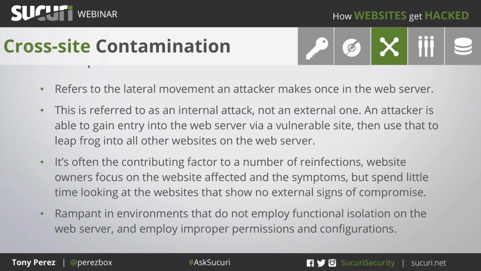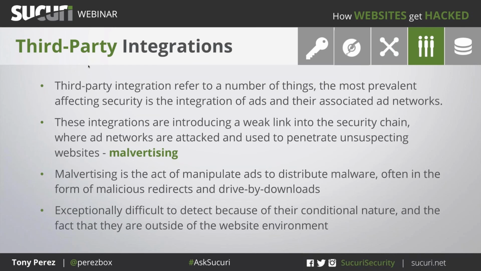Third-party integrations. We don't talk about this enough, and I think we should, because it's becoming a bigger and bigger problem, especially when we talk about the integration of ad networks into our environments. There's a concept known as malvertising, malware and advertising kind of meshed together, because that's how creative we are in the security world. And what it refers to is just abusing these ad networks, right?